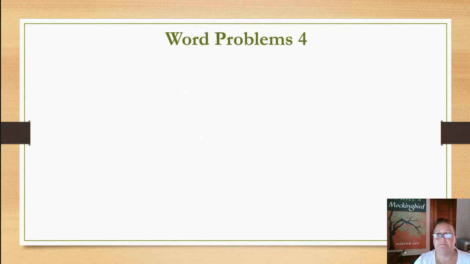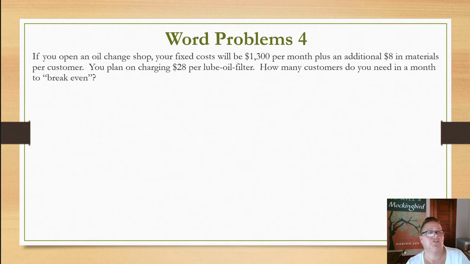Problem number 4 says if you open an oil change shop, your fixed cost will be $1,300 per month, plus an additional $8 in materials per customer. Your plan is to charge $28 for a lube oil filter. How many customers do you need in a month to break even? So, breaking even basically means that you don't go over the amount of profits and you don't go under the amount of profits, that you meet your fixed costs.